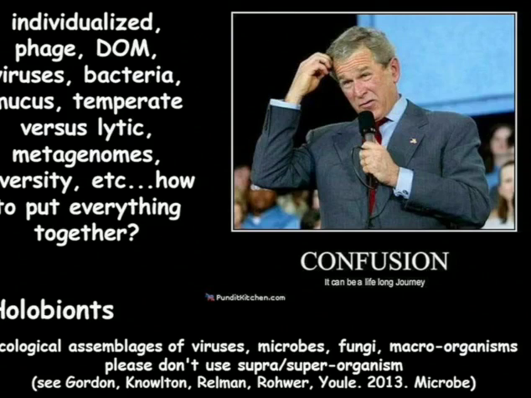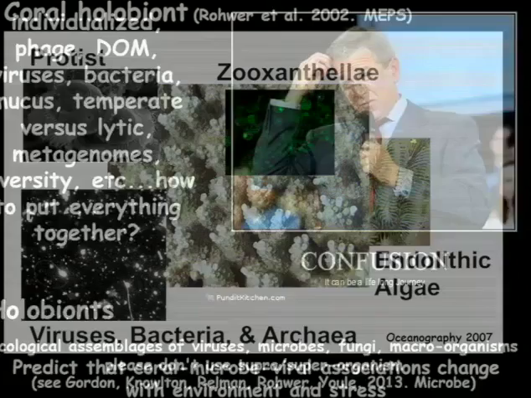All right, so let's keep going. How do you take all of these horrible differences that I've been telling you about and make some sort of rationalization of it and really start approaching this? The thing that we've been using for a long time is this idea of the holobiont. These are basically ecological assemblages of the viruses, microbes, fungi, whatever you can think of, and how they work together as a unit.